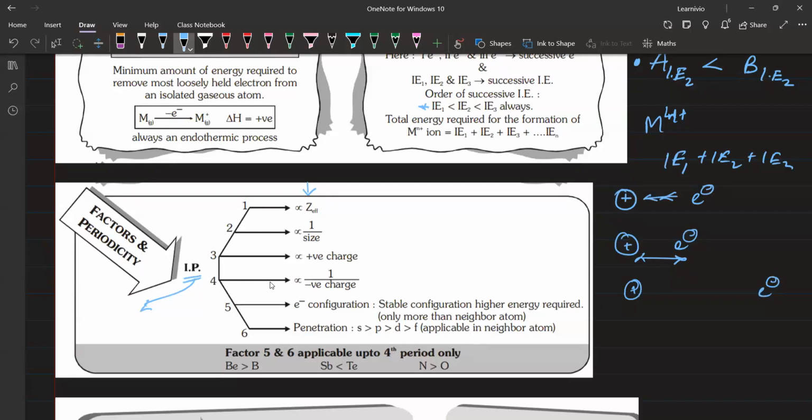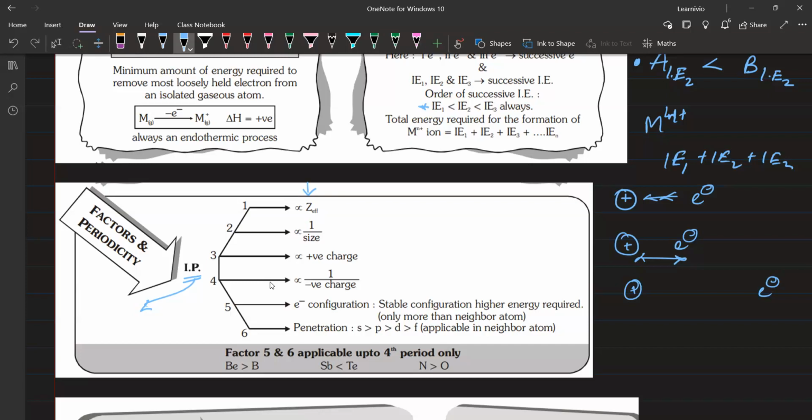Now, it is directly proportional to the positive charge. Why is it directly proportional to the positive charge? Because if you have already removed one electron from the atom, then you will have a higher Z effective. Because you have removed one electron, the shielding will be a bit lesser, and that is why you will have to put in more energy. And for negative charge, the atom is already having a negative charge. If you remove the negative charge, then it will come towards neutral, and neutral is more stable. That is why it is inversely proportional to the negative charge.